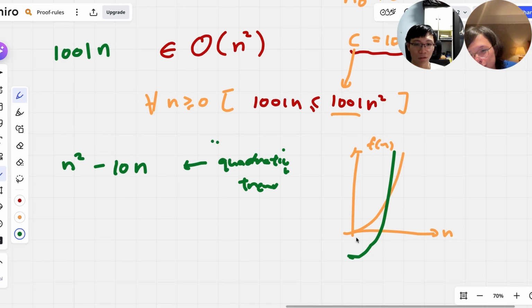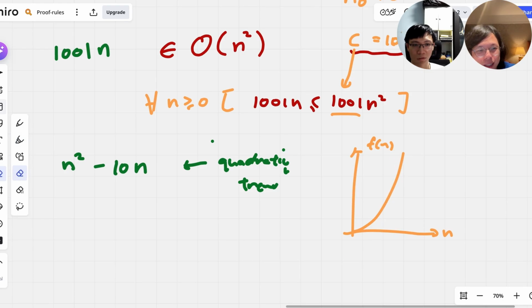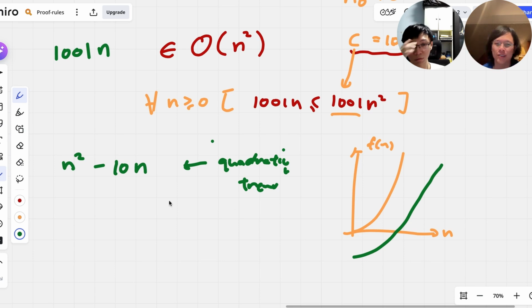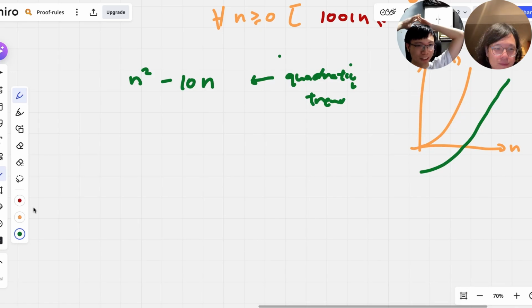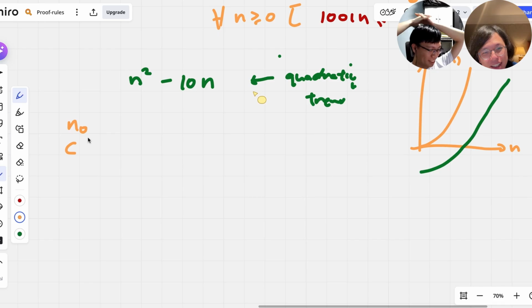Actually, it wouldn't look like this. That was incorrect, this is the wrong graph. It would look like this, probably. But it's still quadratic. Sorry, go on. So we'll work with this example: n squared minus 10n. Intuitively, I can't think of it. I also probably need to think about what values of n0 and c to set.